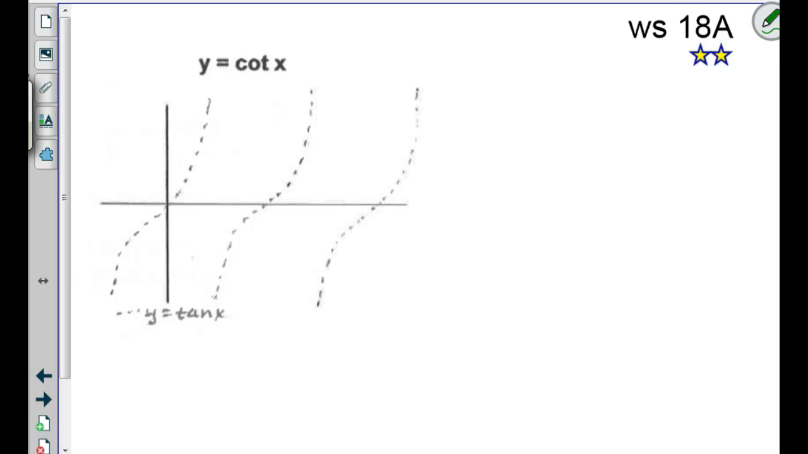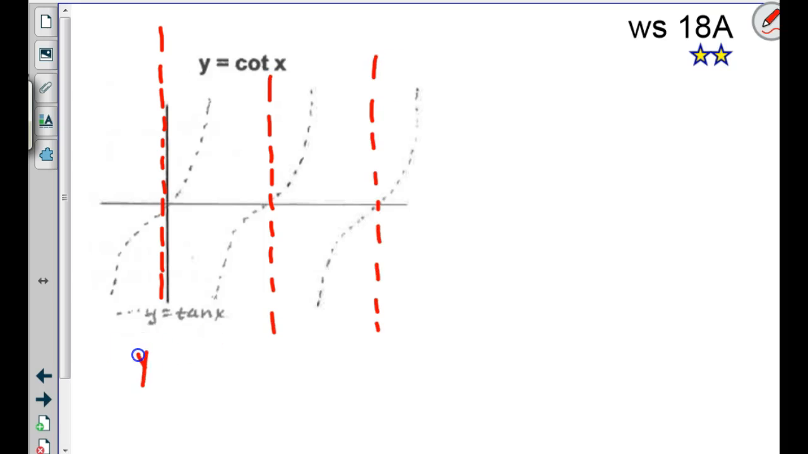Cotangent is the reciprocal of tangent. So I graphed a tangent graph for you here real quick. What does cotangent do? Well, it flips that over. So everywhere that this original tangent was 0, what happens? What's the reciprocal of 0? Undefined. So the undefined places are where the tangent was 0, which was at x equals 0, x equals pi, x equals 2 pi.